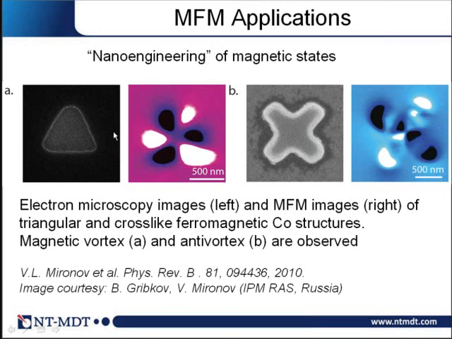And you see, by changing the shape of the ferromagnetic elements created by focused ion beam or electron beam lithography, you can really create different magnetic states. For example, you can create either a vortex or an anti-vortex in such structures.